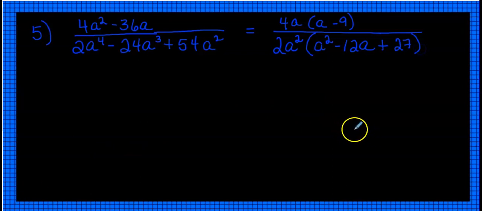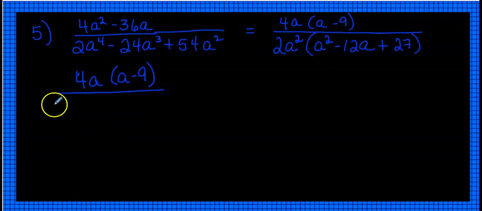So I have a little more work to do as far as factoring because I've still got a trinomial right here that I could factor again. So I'm going to rewrite everything. Again, I just like to make sure I keep everything in the right place. I still have that 2a squared. And then I'm going to write this as the product of two binomials, and those are going to be a minus 3 and a minus 9.